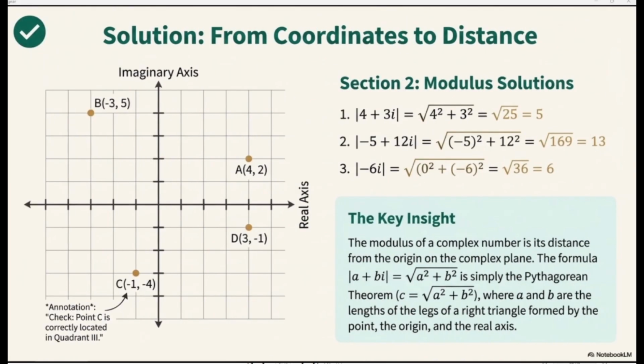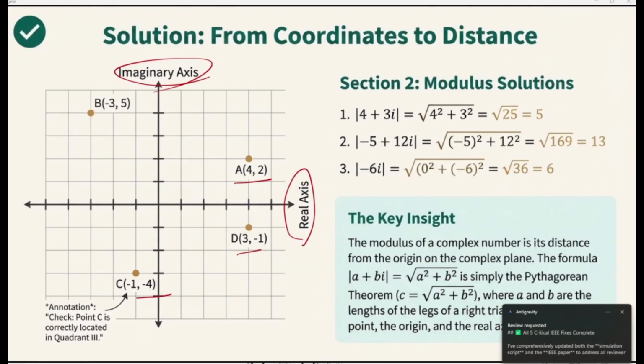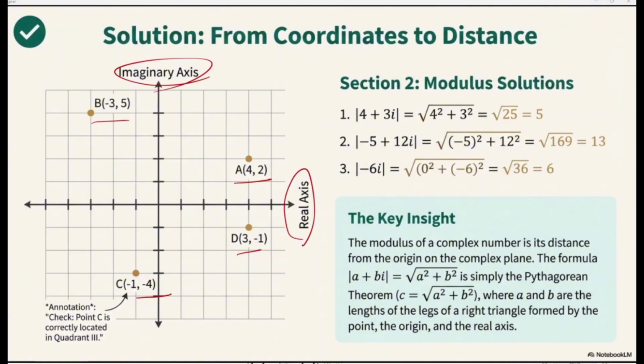As I just told you about the plane, instead of x-axis and y-axis, we have the real and imaginary axes. By considering numbers like 4 and 2, 3 and negative 1, negative 1 and negative 4, and then negative 3 and 5, you can simply find everything that you need. On the other hand, we are looking for the modulus of z, which we have as 4 plus 3i. We have to find the root of 4 to the power 2 plus 3 to the power 2. Do the same for this one, and finally you have the answers you need.